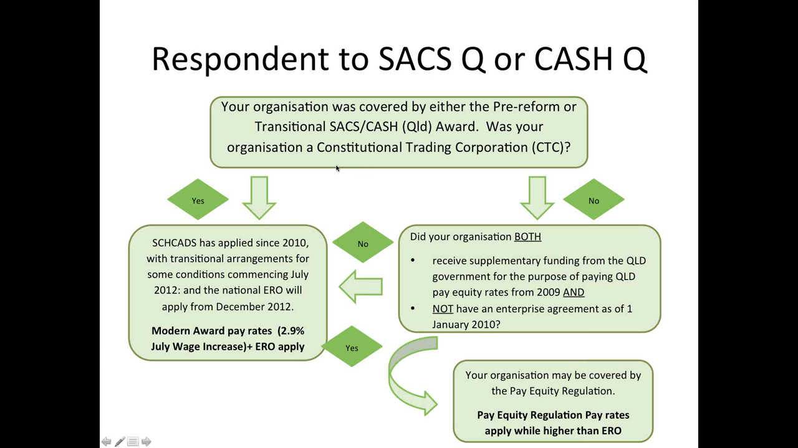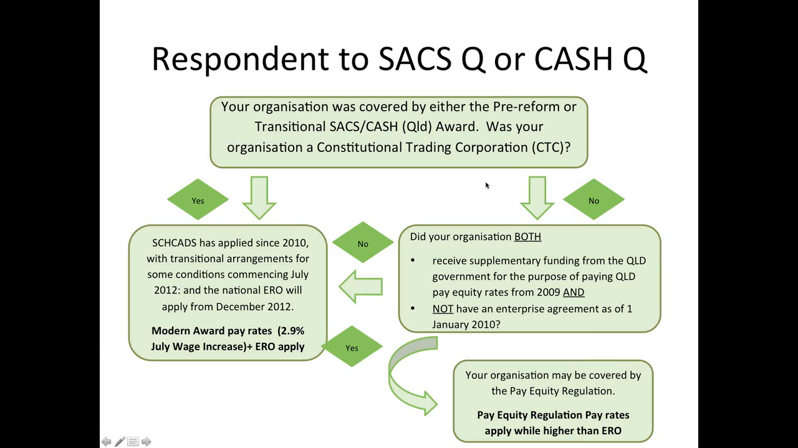So what you're looking at here is a table. If you were a respondent to the SACS or CASH award and you are a constitutional trading corporation, then it's effectively the modern award rates of pay that form your underpinning rates of pay. That includes a 2.9% wage increase from the 1st of July this year, plus the Equal Remuneration Order does apply to those sitting on the modern award, and again that's if you're a constitutional trading corporation, and we'll have a further look at that in a little bit.